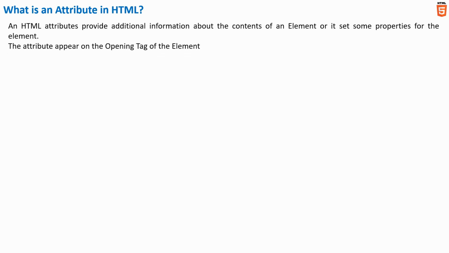And this attribute should be in the opening tag of our HTML element. Please note that an attribute is made up of two parts, a name part and a value part, and each of these name and value parts are separated by an equal sign. That is, in between the attribute name and the attribute value, we will have the equal sign.